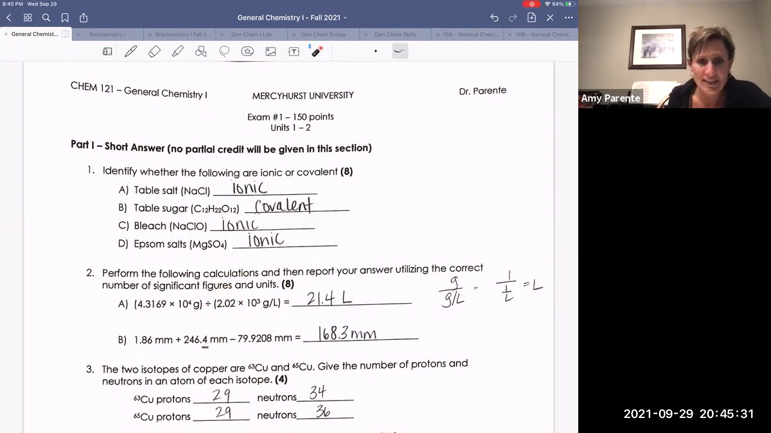Now, when we're looking at subtraction or addition, we need to say who has the fewest number of significant digits to the right of the decimal place. And that limits us. There's 2 to the right of the decimal place, 4 to the right of the decimal place, and 1 to the right of the decimal place. So we are limited by only having 1 digit to the right of the decimal place. It's not the total number of significant figures when we're doing subtraction and addition. I think a lot of people got tripped up on that part.